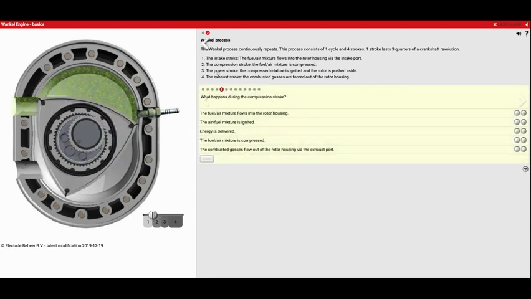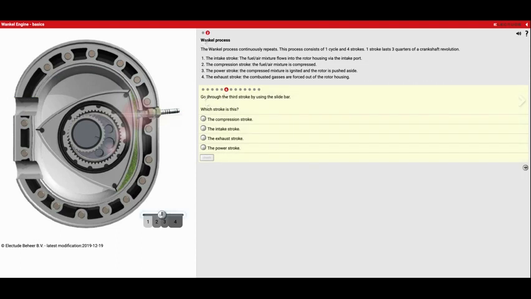And now it's going to ask us what happens during the compression stroke. And it says right here, the fuel-air mixture is compressed. So let's find that one. Right here, the fuel-air mixture is compressed. That's true, which makes the rest of these false. And we'll move on to number 6.